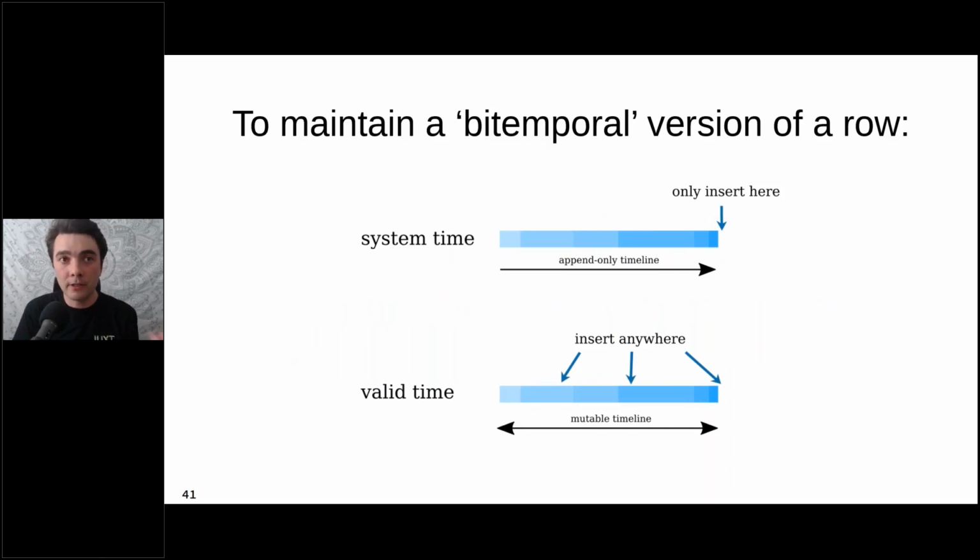To visualize that, there's a diagram here which shows system time, where you're only ever appending to the end of time. You're never mutating what's gone before. And then valid time, where you have this mutable notion of time, and you can put things into the past, the present, or the future. It's basically down to you as an application developer how you want to use it.